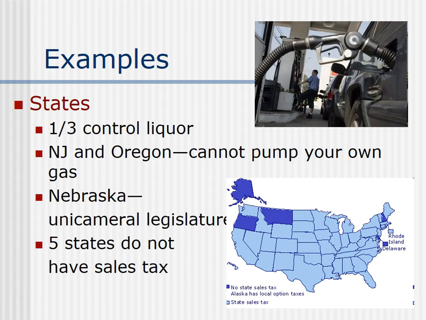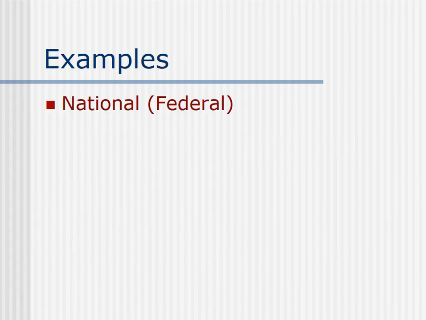Nebraska only has one branch of government. They've got a unicameral legislature at the state level. So they're not bicameral at the state level. They are at the national level. And there are 5 states in the union that currently don't have a sales tax. I'll let you take a guess as to what they are. Actually, you can Google them and find that out.